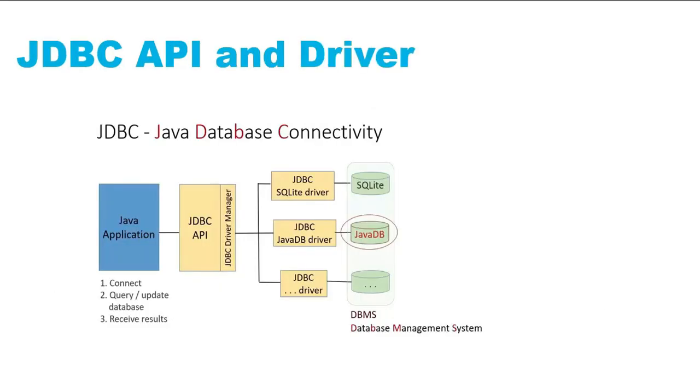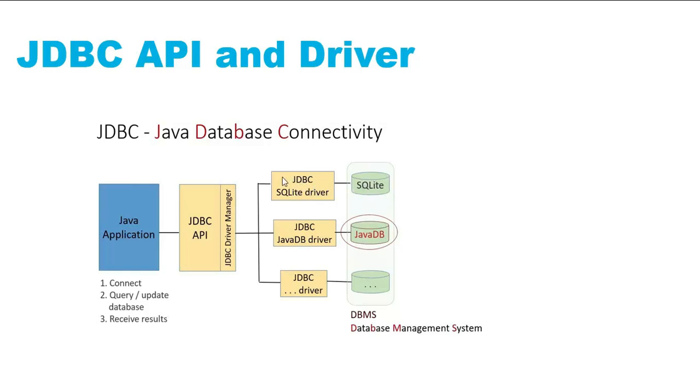Let's have a look at this diagram over here. Notice here it's a Java application. A Java application can connect with any database. It can query or update the database, and it also receives the results from the database. And here is the JDBC API. It contains a JDBC driver manager, and the JDBC API exposes interfaces. And here are the JDBC drivers specific to a particular database.